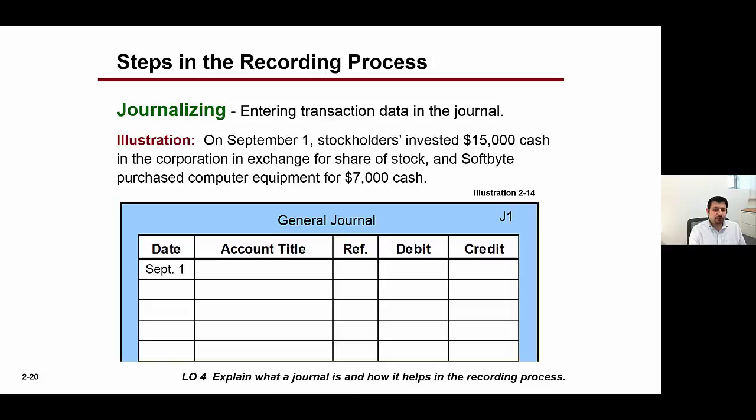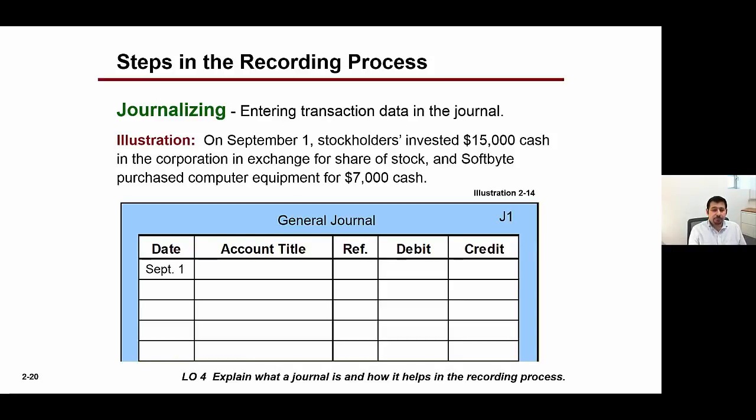This is an example of a simple journal entry. On September 1st, stockholders invested $15,000 cash in the corporation in exchange for shares of stock, and SoftBite purchased computer equipment for $7,000 in cash. Now, when we journalize transactions, we enter each transaction separately. We don't try to combine them here, for example, and say that we are left with $8,000 cash. No, we have to make an entry for each transaction separately. This is, as you remember, the chronological order of transactions.